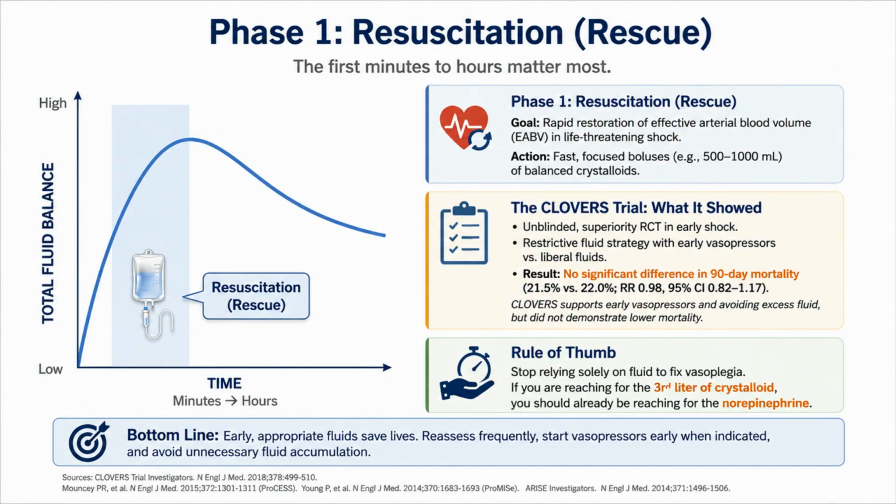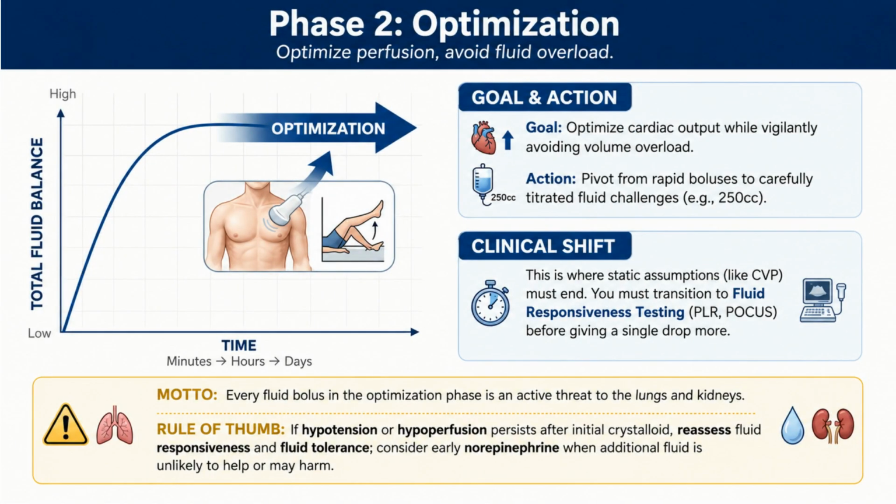A practical question: if a patient remains hypotensive after the first couple liters and appears vasodilated, should we reflexively give liter 3? Often the better answer is reassess fluid responsiveness and consider norepinephrine. Rescue is not a license for unbounded accumulation. Optimization is where fluid management becomes more disciplined. The patient may still need circulatory support, but the question has changed.